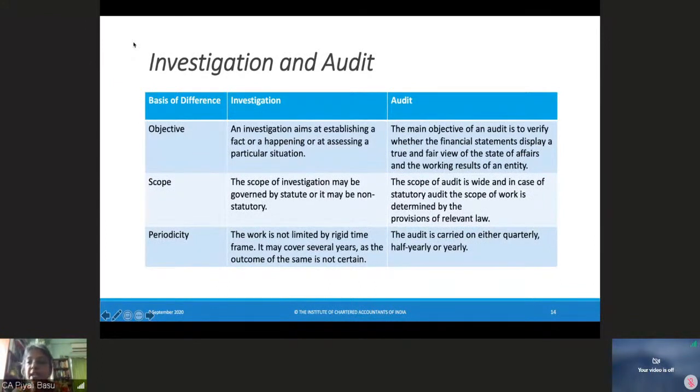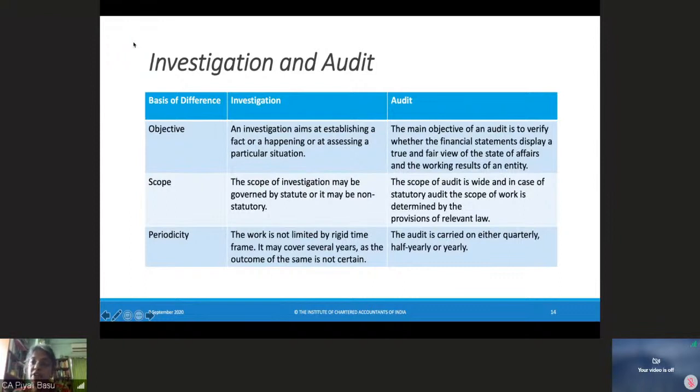Investigation aims at establishing a fact or happening or assessing a particular situation. So something has happened, and we are trying to find out what is behind it, so that this situation has occurred. All right. Audit is, again, expressing or giving our opinion on the financial statements, to give our opinion on the true and fair view of the state of affairs and working results of an entity. Completely different, very, very different.